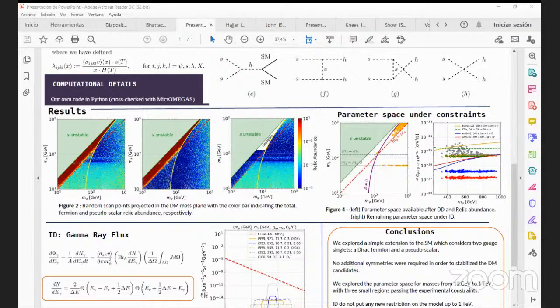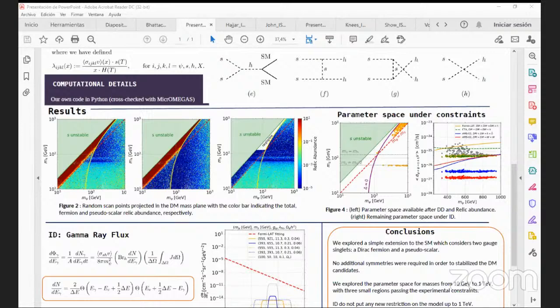So basically, most of the parameter space is already ruled out, and we also took the points in the region which is more dense, and we explored the signals for indirect detection for those points. In summary, we didn't find any new constraints coming from Fermi-LAT or projections, even projections from CTA, and also from AMS, which are in figure 4 on the right.